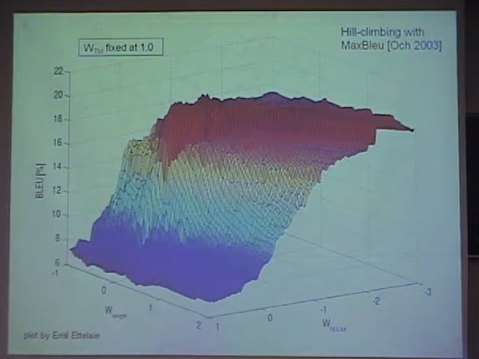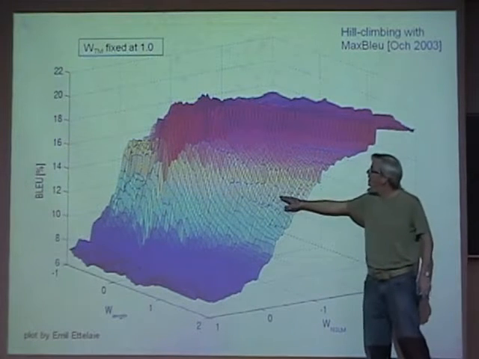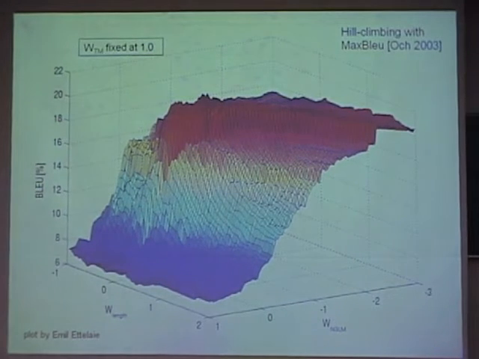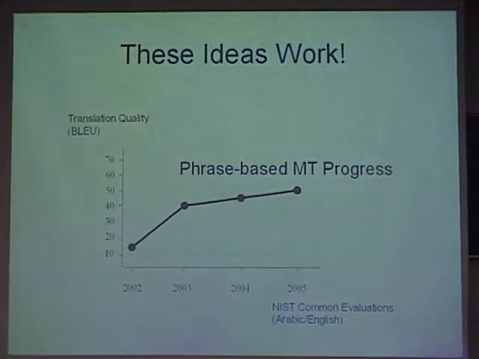And Franz contributed a very nice algorithm to the field, which is maximum BLEU training, sometimes called MERT, to get you from wherever you happen to start randomly, like here, up to there where you get a better translator. Okay, so that's it for a kind of summary of phrase-based machine translation. The phrase-based progress has been good based on those ideas. So these are all phrase-based systems from 2002 to 2005 on the NIST common evaluation Arabic sets.